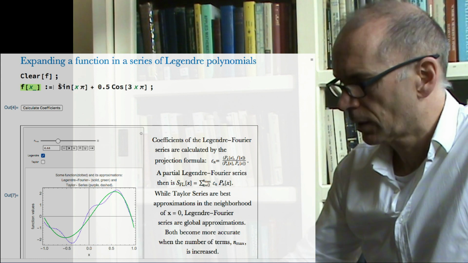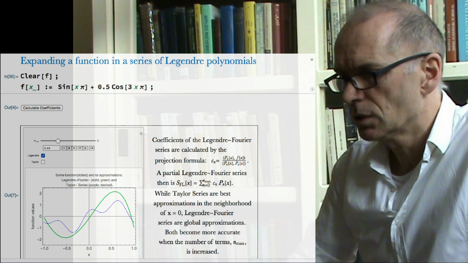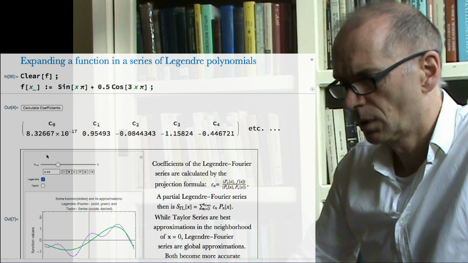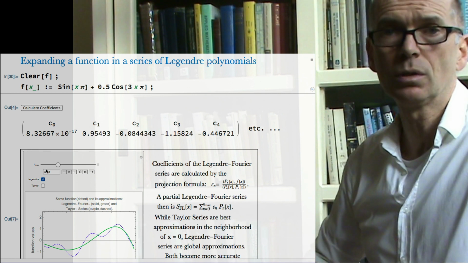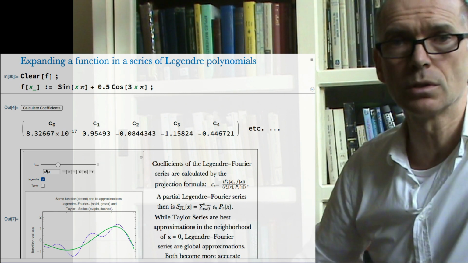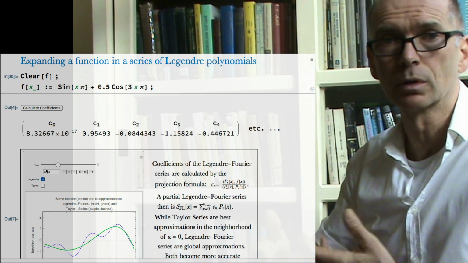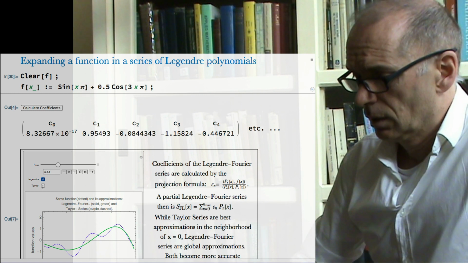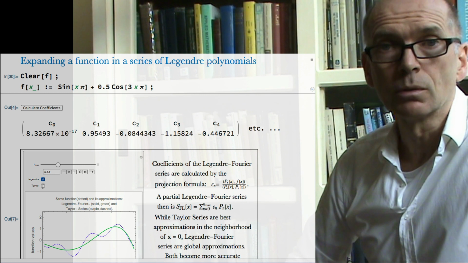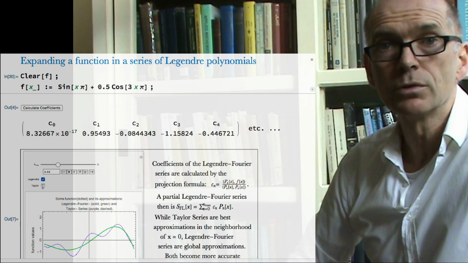I'd like to go back because there's another thing that I would like to demonstrate. That is the difference between the Legendre Fourier series and the Taylor series. It's a question that was recently put forward by a student who said, well, we already have the Taylor series, so what do we need the Legendre Fourier series for?